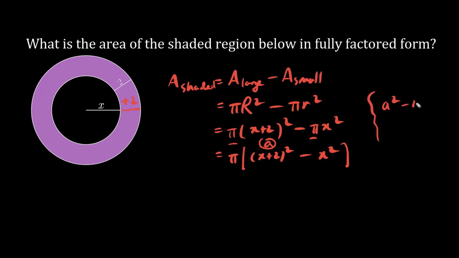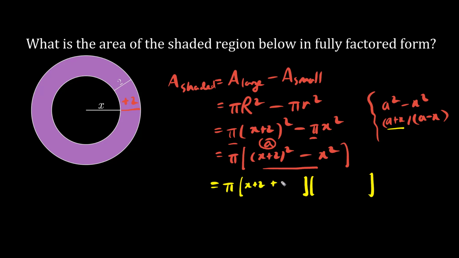So we know that if we have a squared minus x squared, we use difference of squares: a plus x, a minus x. So in the same way, we're going to factor this part here. So we have pi. We'll set up some big square brackets. We have a plus x, in which a is x plus 2. So we have a plus x. And we have a, which is x plus 2, minus x. What is x plus x? It's 2x plus 2. And x minus x, they disappear, and we have 2.